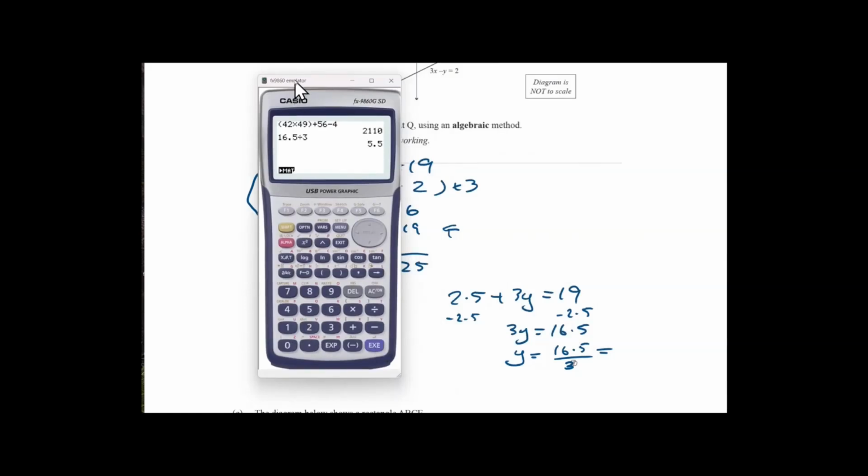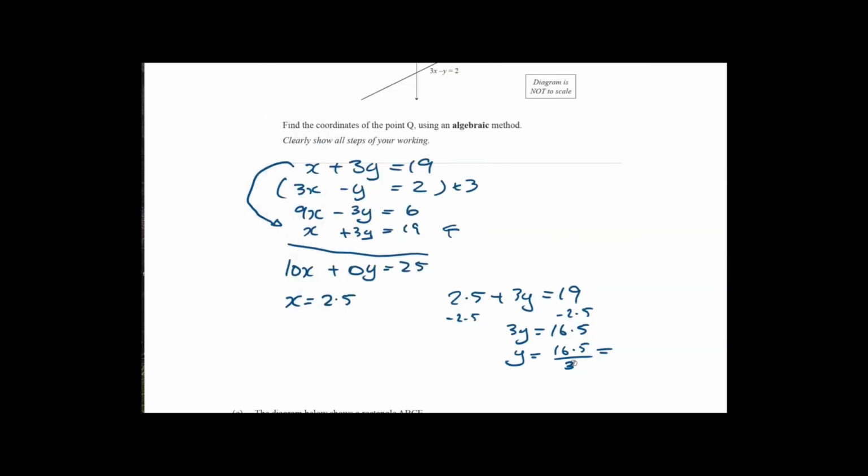5.5. So y is 5.5. So our coordinate where they cross is at 2.5, comma 5.5. Again, lots of different ways we could solve that equation, but let's do it in the system equation way.